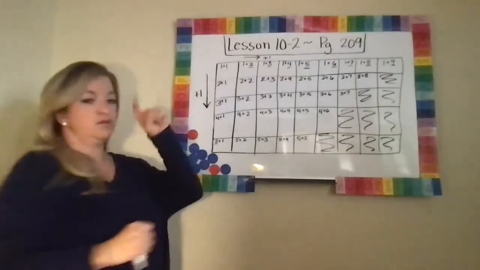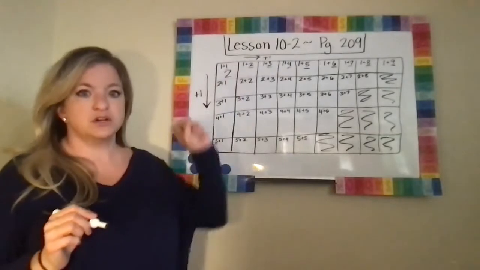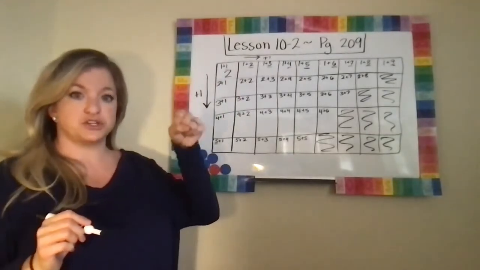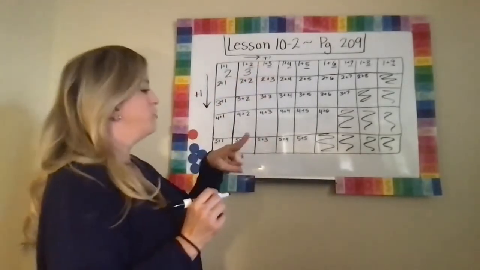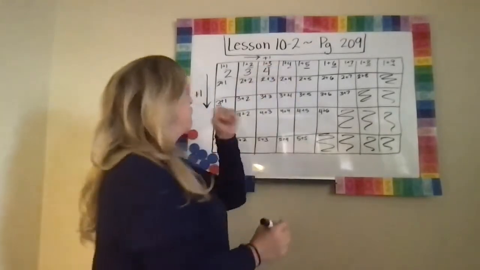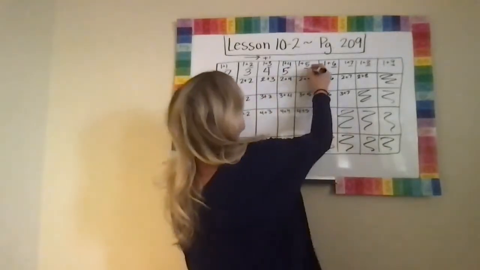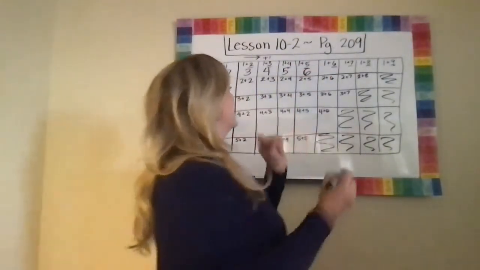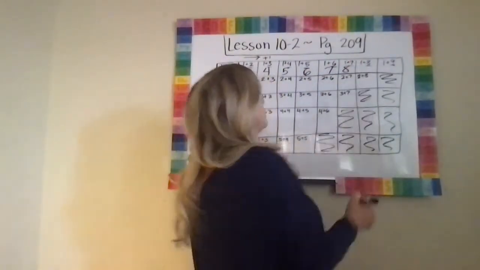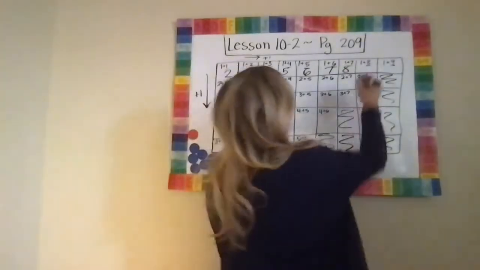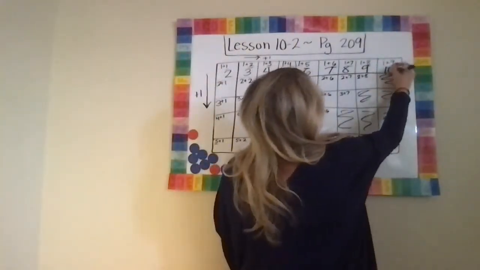We're going to say 1 plus 1 is 2. 1 plus 2, we're going to start with the bigger number: 2, 3. Now we're going to do 3, 4. 4, 5. 5, 6. 6, 7. 7, 8. 8, 9. 9, 10. So see how I counted on for all of those?